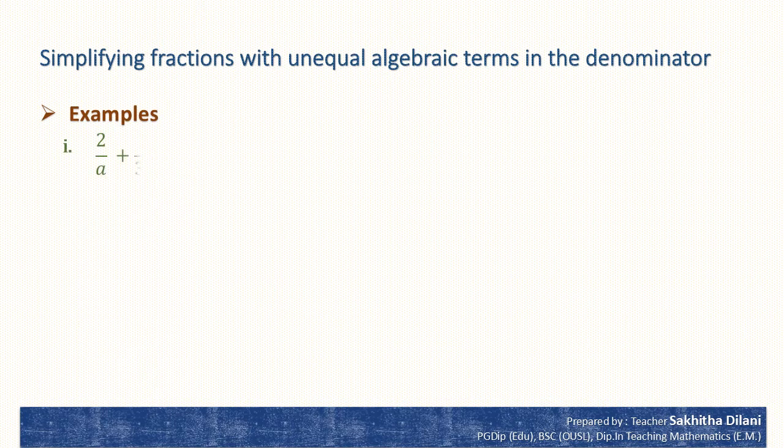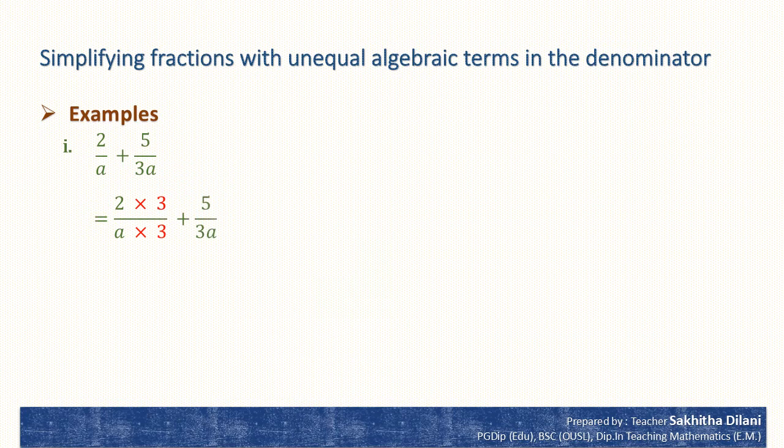Here a and 3a are the two terms in the denominators of these two algebraic fractions respectively. Since they are unequal, the two fractions cannot be added directly. Therefore, let's first write an equivalent fraction that has a common denominator and then do the simplification. Multiply both the numerator and the denominator in the first fraction by 3 to write an equivalent fraction.